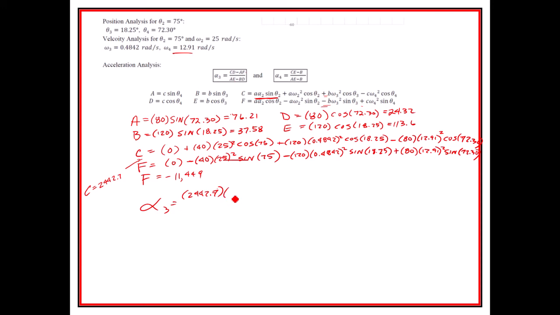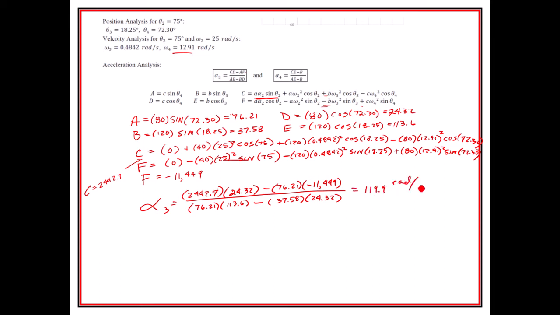So our alpha 3 is going to be 2442.7 times D, which is 24.32, minus A, which is 76.21, times F, which is negative 11,449, all divided by A, which is 76.21, times E, which is 113.6, minus B, 37.58, times D, which is 24.32, and so we get 119.9.